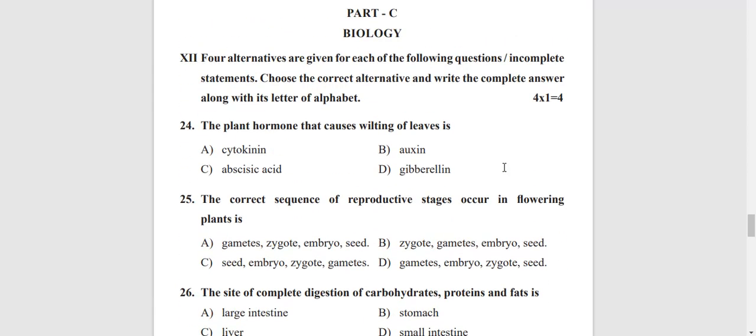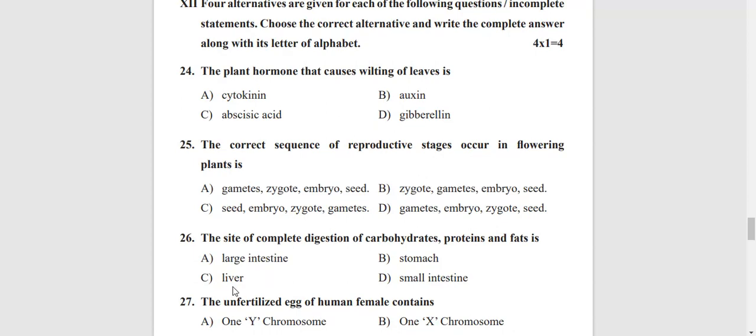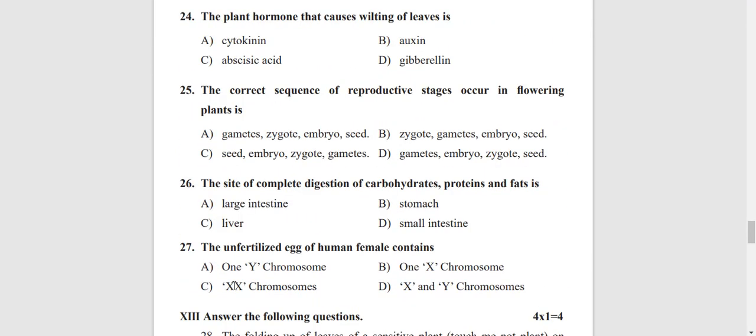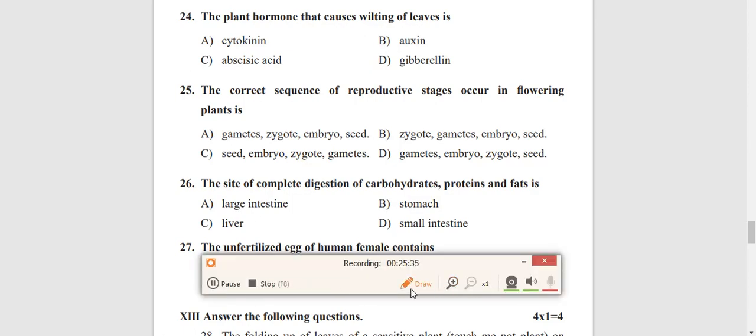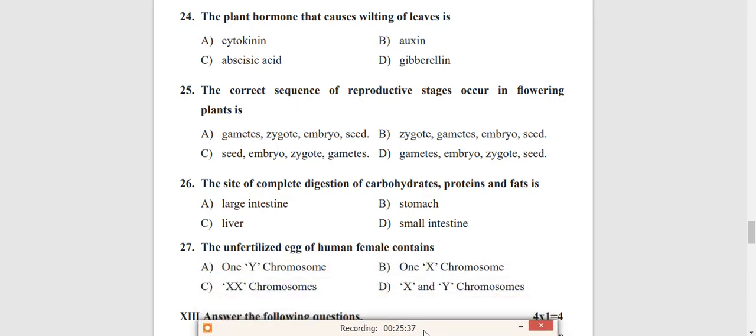Now let's come to the biology questions. In biology also, as you can see, there are 4 choose-the-correct-answer questions. The same pattern will be there in the exam also. In biology you will get 4 objective questions. The first question is, the plant hormone that causes wilting of leaves. So which plant hormone causes wilting of leaves?